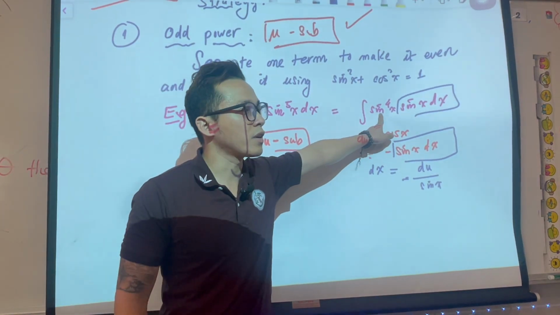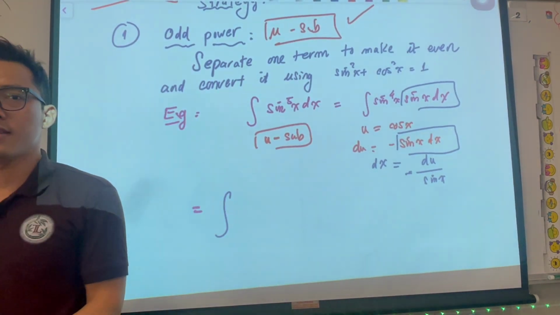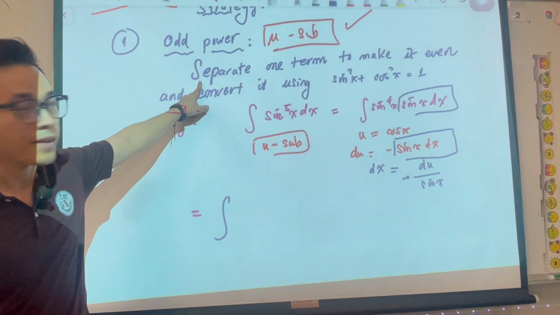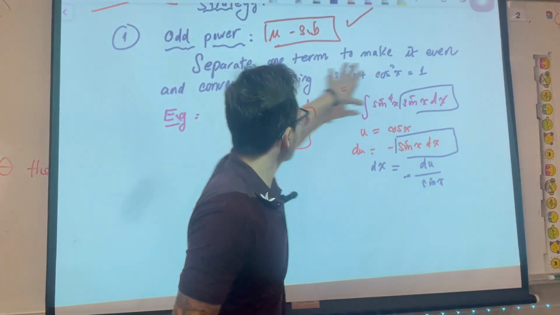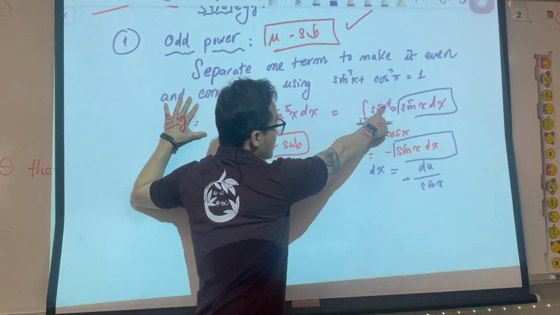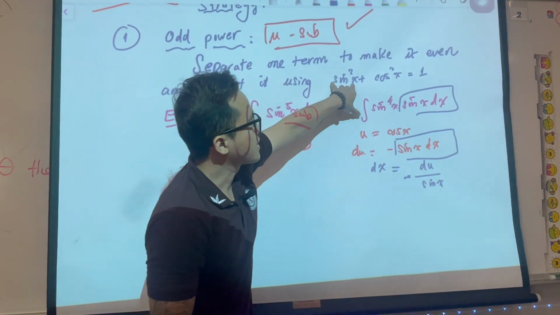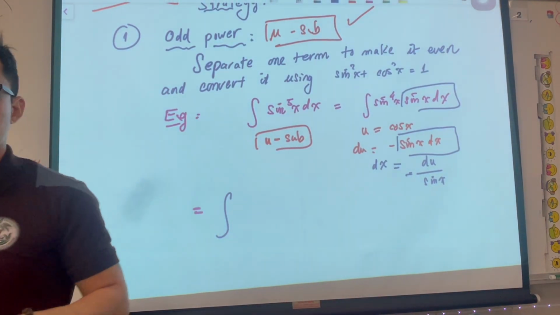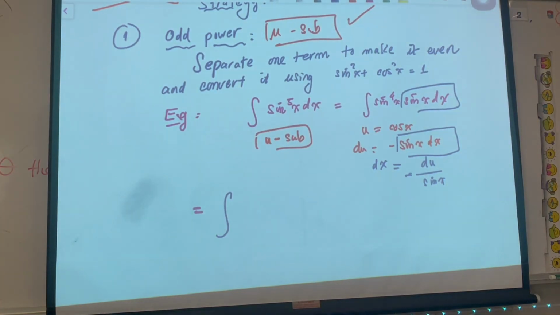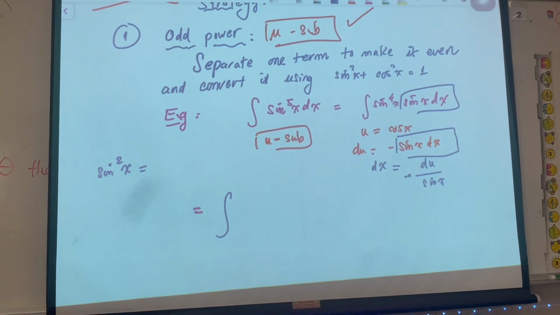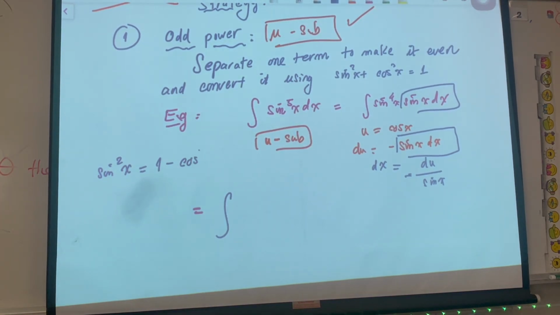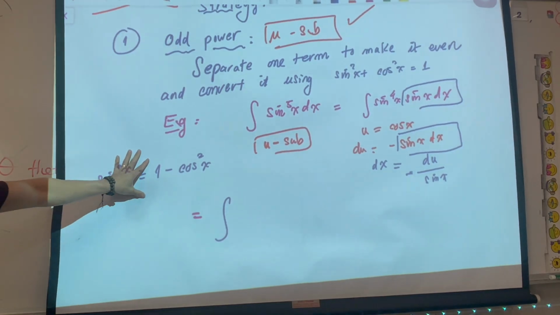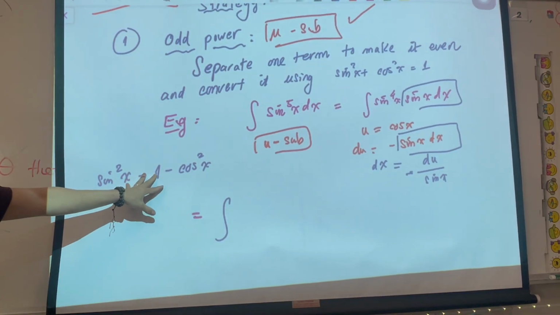What are we gonna do with the sine 4? We only break it, right? Now here, separate one term to make it even. Did we make it even already? Yes, right? Now convert it using sine square plus cosine square is 1. So sine 4, how do you convert it? You make it cosine. Sine square is actually equal to 1 minus cosine square, right? Oh, you know it. That's good. You should keep that in your mind. Always remember this, okay? It's very popular.